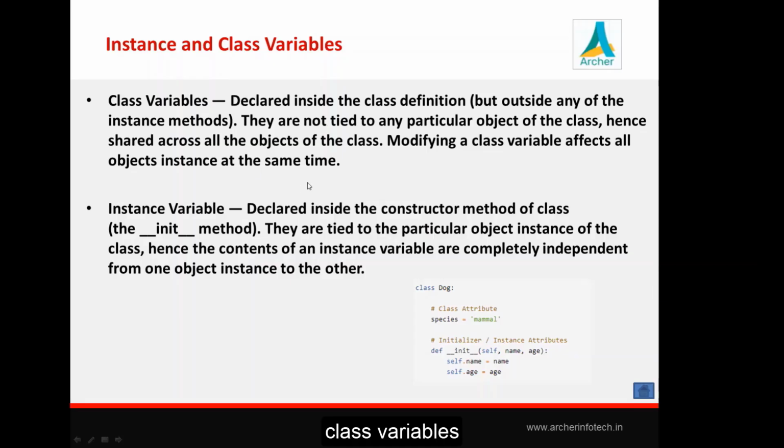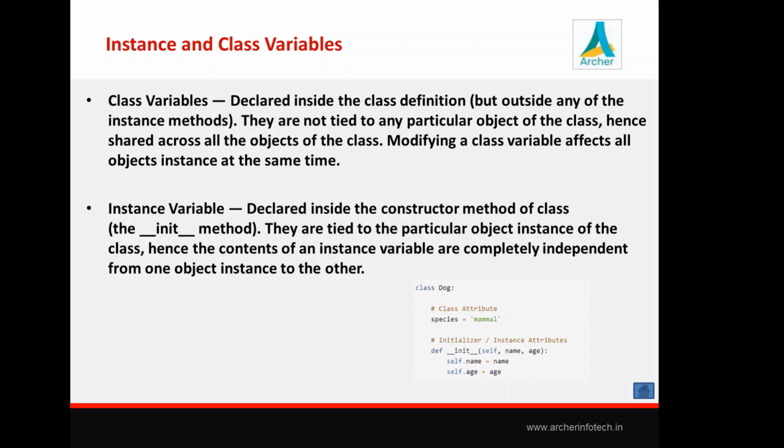Okay, so we can summarize all these things. See once again, an instance variable is declared inside the constructor method of a class, while a class variable is declared inside the class but outside of any instance method. An instance variable has one copy for every instance. A class variable has only one copy, which is accessed by all instances.